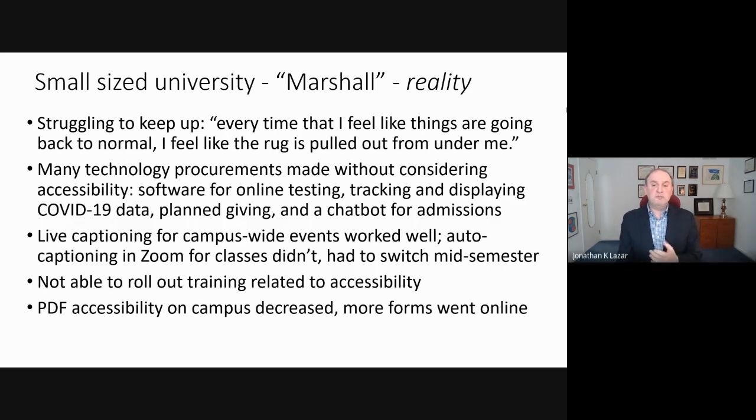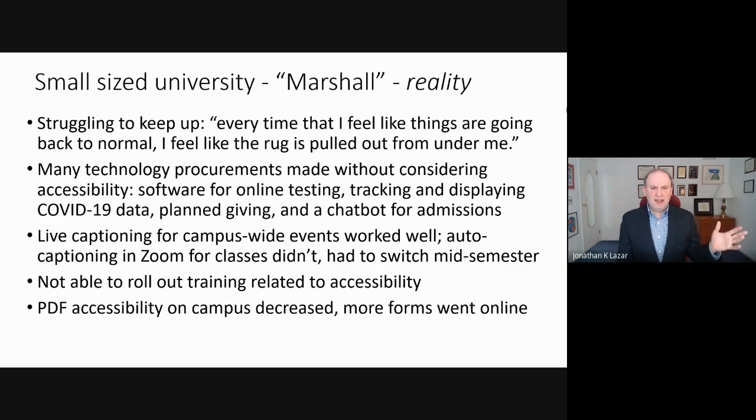And so software is procured without checking whether or not it was accessible. So software for online testing, for exams, software for tracking the COVID spread on campus and COVID test results, and displaying data to people and giving people information. Software for planned giving, and even a chatbot for admissions, since the admissions office couldn't be open for actual in-person tours. He said all of these were procured without checking whether they were accessible.